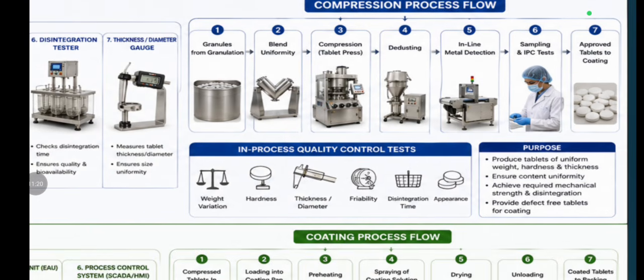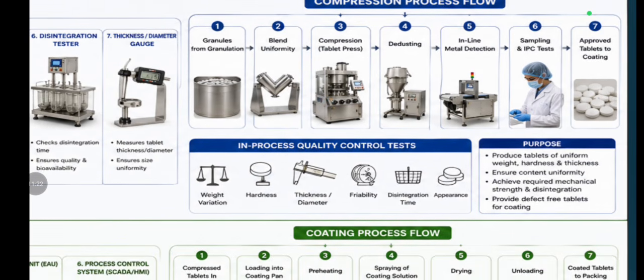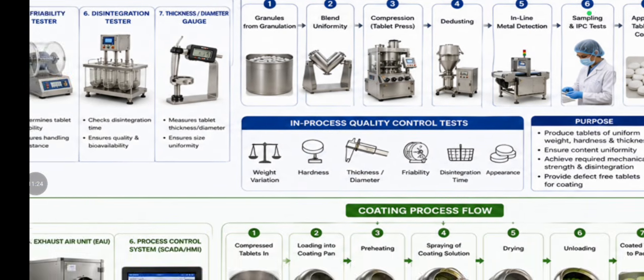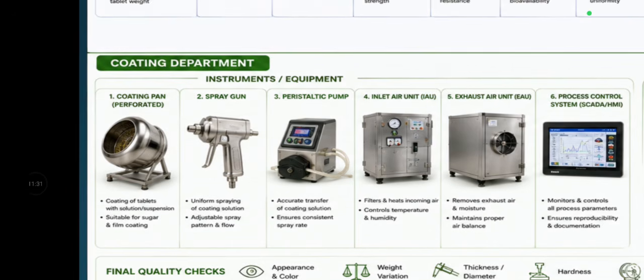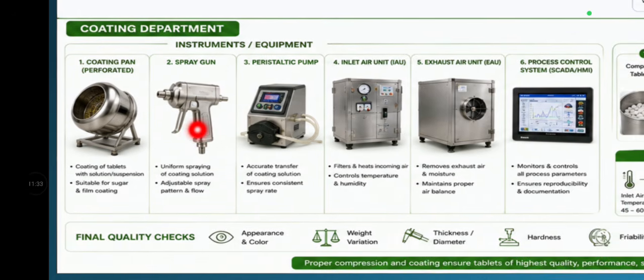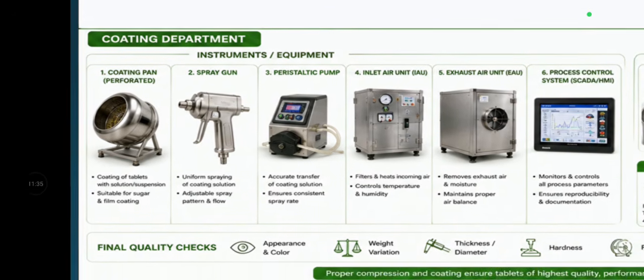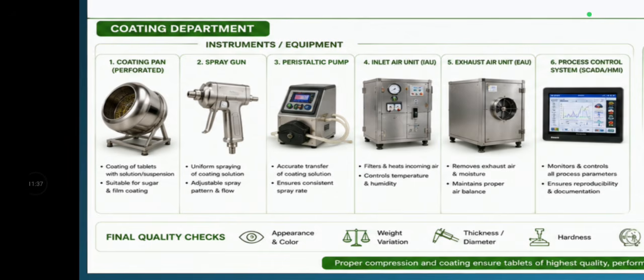Okay, these are the steps involved in the compression of tablets. Next, after compression and approval of the compressed tablets, they go toward coating. See, this is the coating department. Again, we are using different types of instruments and machines for coating tablets.